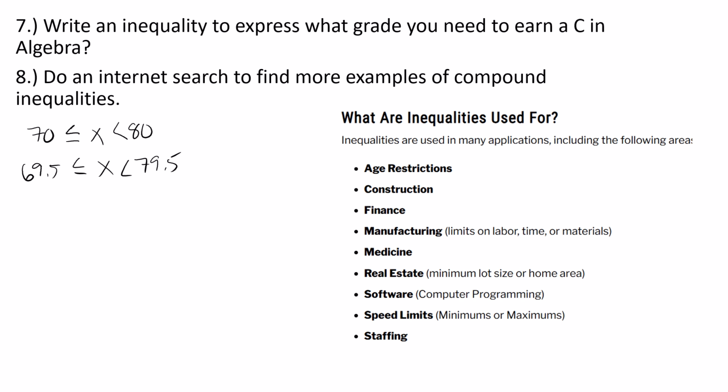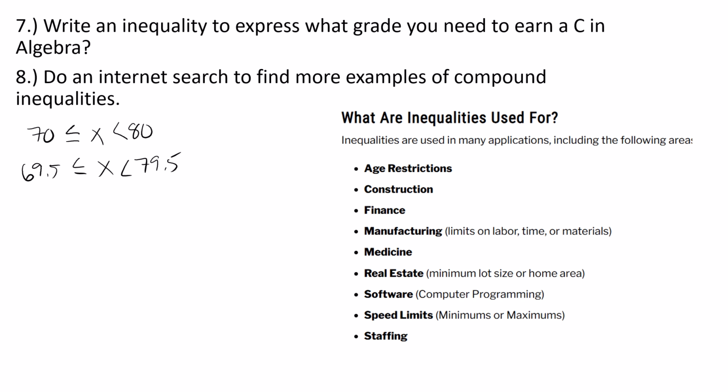Construction, I mentioned in the video, the tolerances. Finance, I read through this website, looked at some of the finance stuff. Manufacturing, limits on labor, time, and materials. So you might have even something where you have to work a certain number of hours in order to be considered full-time, but if you go past a certain number of hours, now you have to be paid overtime. And so you might see a compound inequality there.